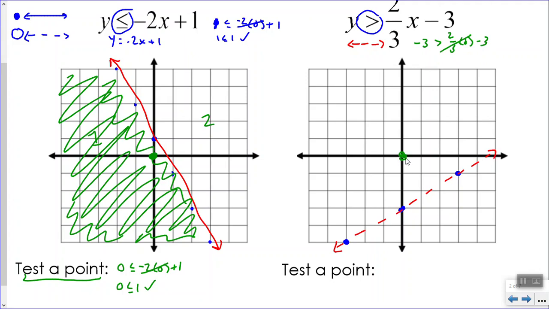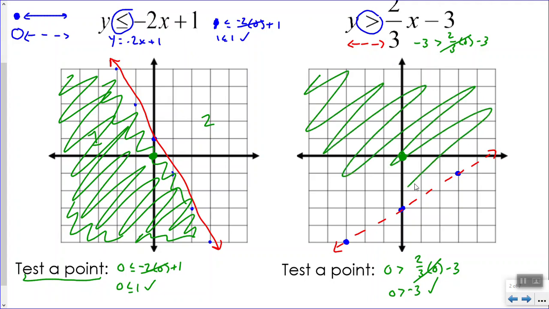Now we want to pick a point to test, and again the origin is not on our line, so we can test that one out. And we have 0 is greater than 2/3 times 0 minus 3, or 0 is greater than negative 3, which is true. So again, we're going to shade the side of the graph that includes the origin.